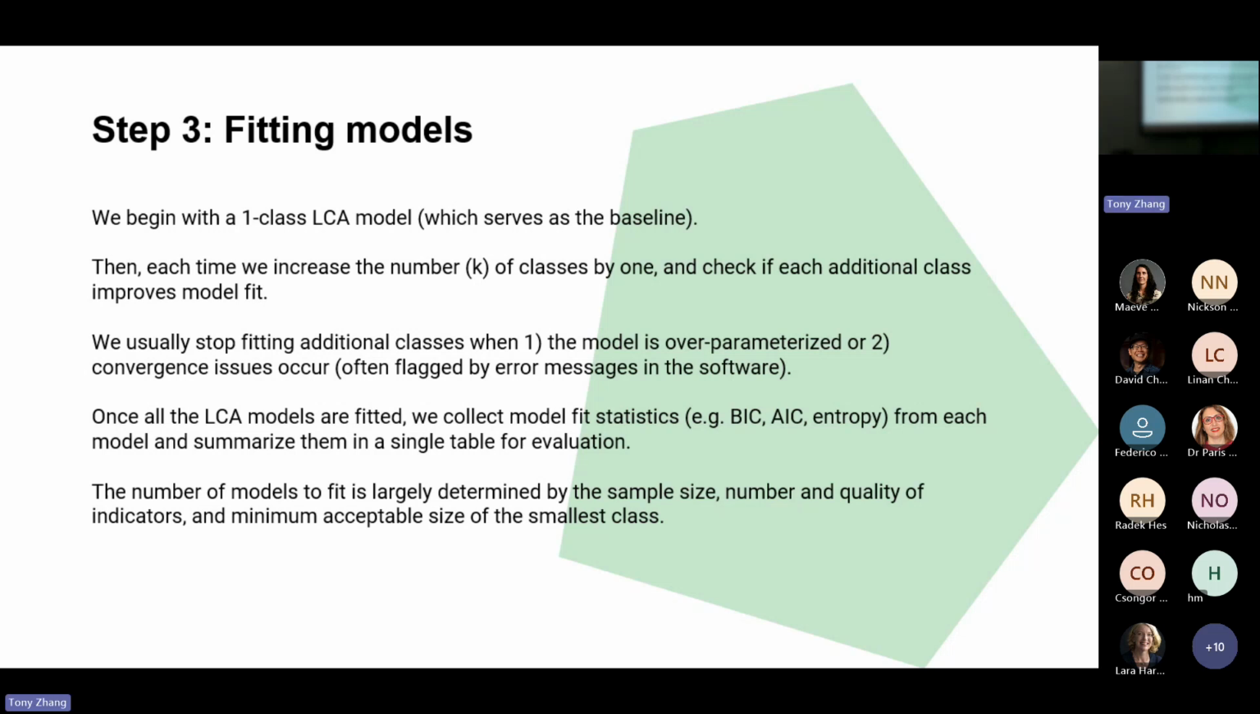So in step 3, once the indicator variables are selected and the data has been properly checked, you can start fitting the model. Normally we start with a one-class LCA model, which serves as the baseline, and then each time we increase the number of classes by 1, and we check if the additional class improves the model fit. We usually stop fitting additional classes when A, the model is over-parameterized, and B, you have encountered convergence issues. These two things are often flagged by an error message in the software.